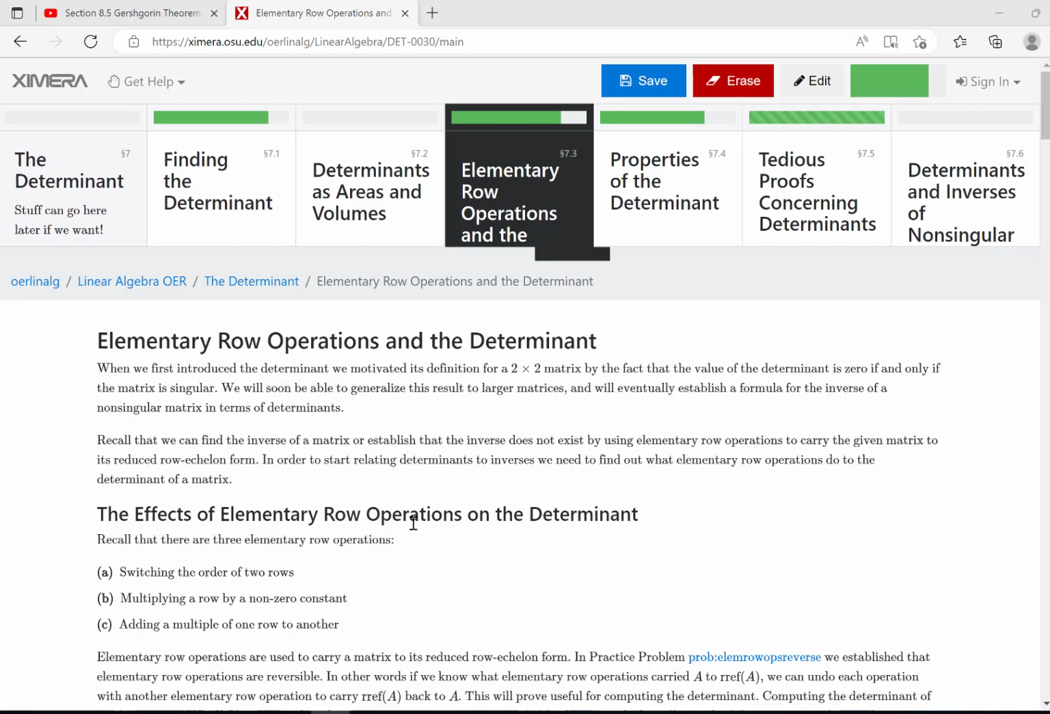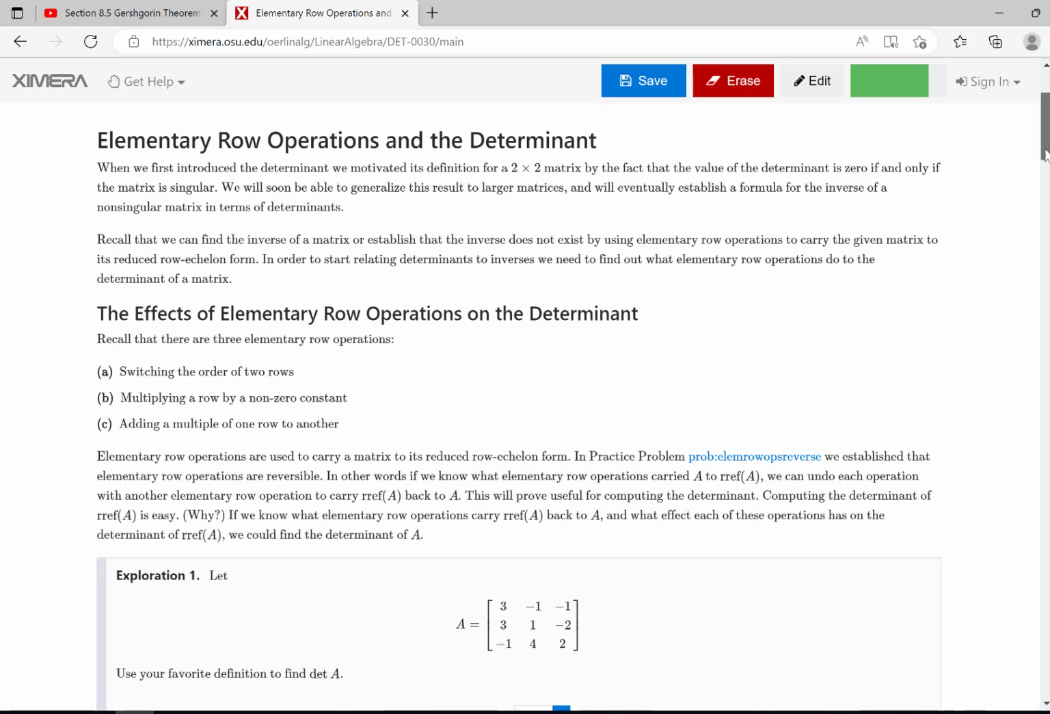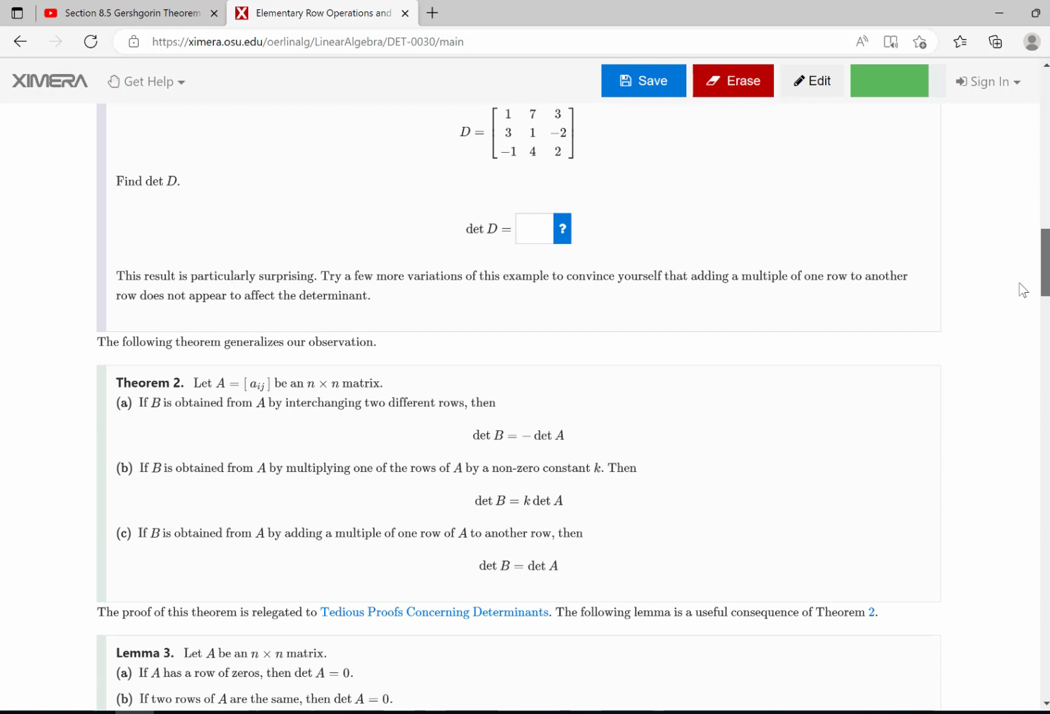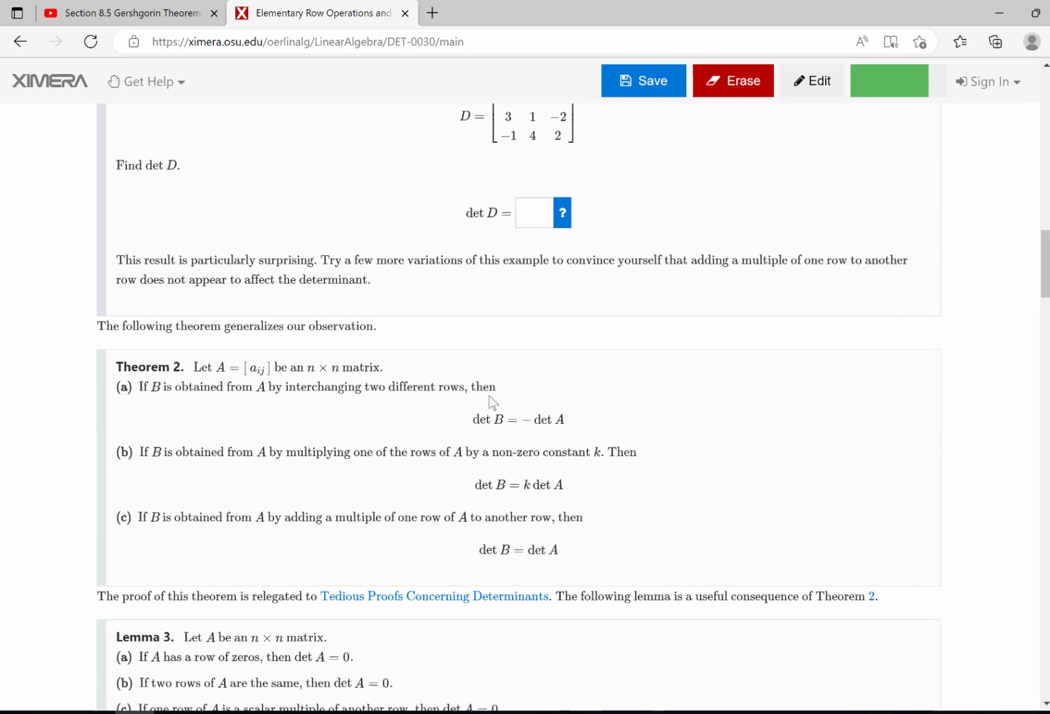This video is about elementary row operations and the determinant. I presume that you've read through and worked through exploration 1, and you've gotten to theorem 2, where we show that if you form matrix B from matrix A by interchanging two different rows, it'll have a determinant that's the opposite in sign. If you obtain it by multiplying one of the rows by a non-zero constant k, it'll be k times the determinant.